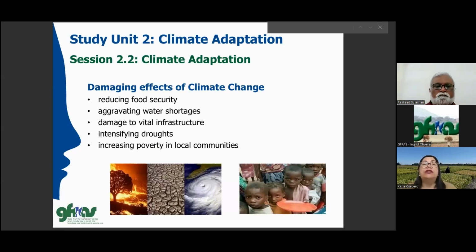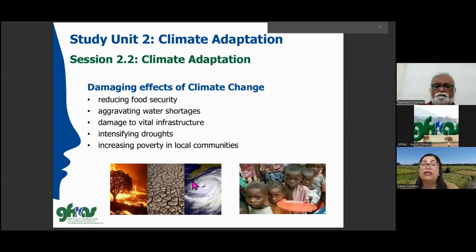Also, in this study unit 2, session 2.2 will cover climate adaptation and the main damaging effects of climate change, like the ones I have been talking about: reducing food security, aggravating water shortage, damaging vital infrastructure, intensifying droughts, and increasing poverty.